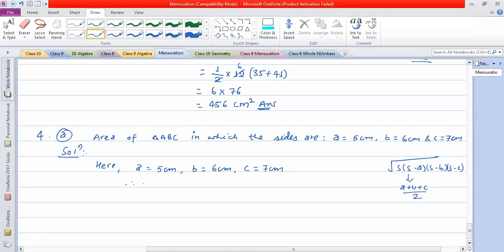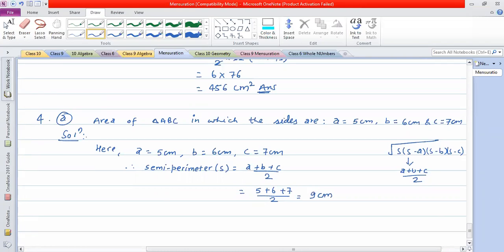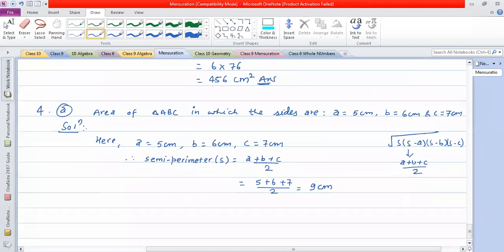So find S. Therefore, semi-perimeter S equal to A plus B plus C by 2 equal to 5 plus 6 plus 7 by 2. How much it will come? 6 plus 5, 11 plus 7, 18 by 2 is 9 centimeter. 9 centimeter is semi-perimeter of the triangle having sides 5 centimeter, 6 centimeter, and 7 centimeter.